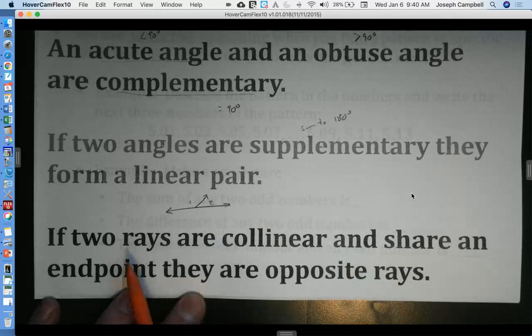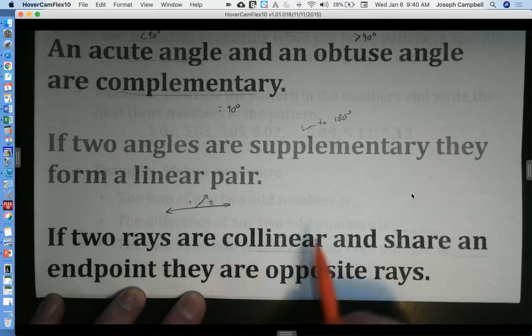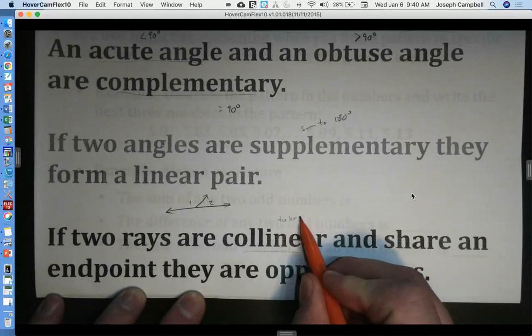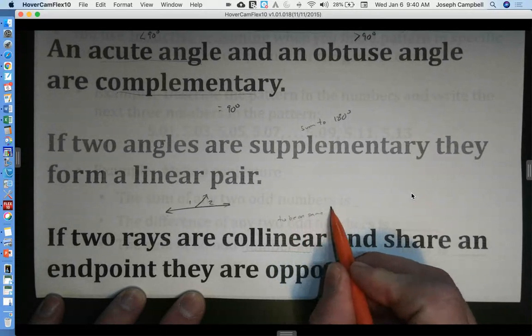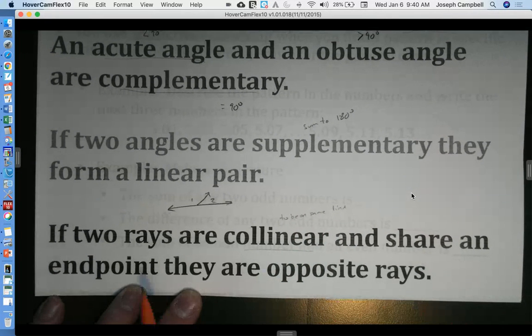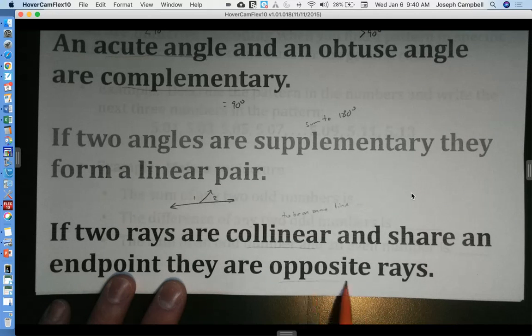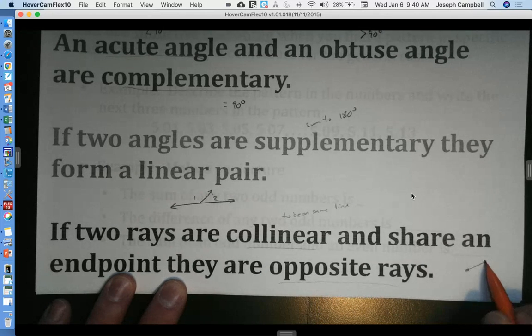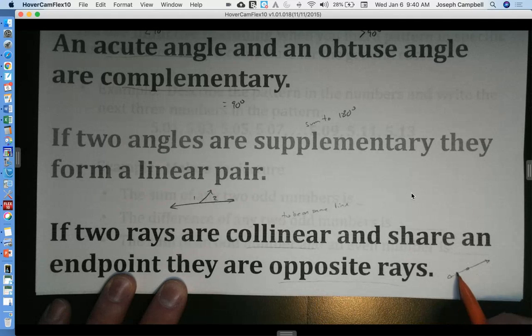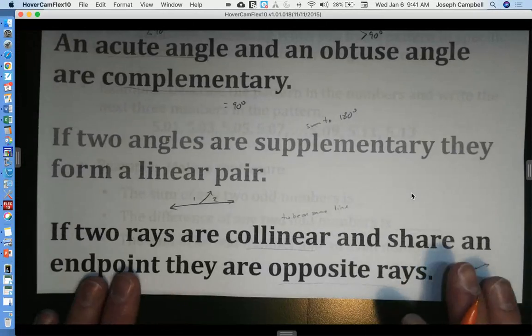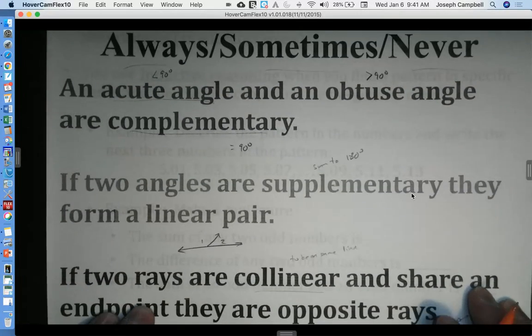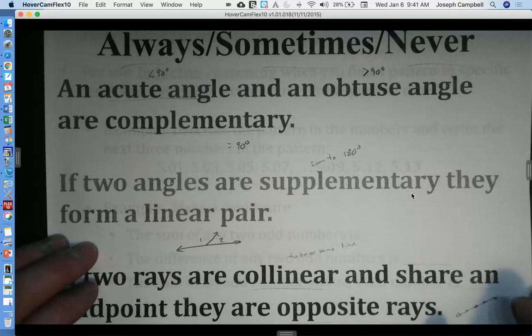All right, this last one: if two rays are collinear, collinear of course means to be on the same line, and share an endpoint, then they are opposite rays. Okay, you remember what opposite rays look like? They look like this. Okay, so answer me, is this sometimes, always, or never true? And that's your do now.